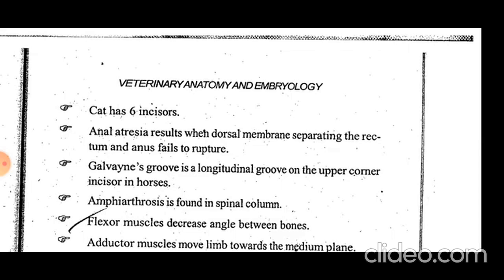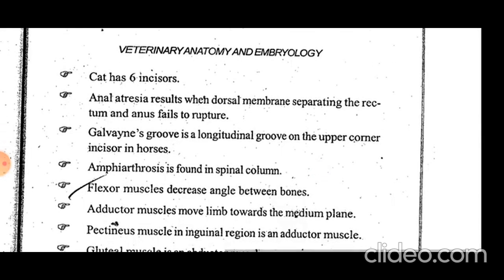Amphiarthrosis is found in the spinal column. The joint of the spinal column between two vertebrae is amphiarthrosis. Flexor muscles decrease the angle between the bones, as the biceps muscles of the forelimbs or human arms do. Adductor muscles move the limb towards the median plane.